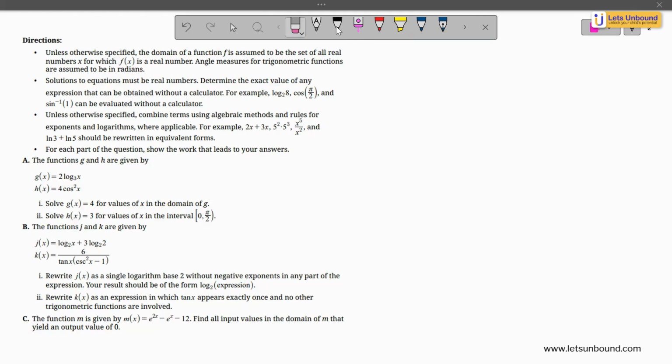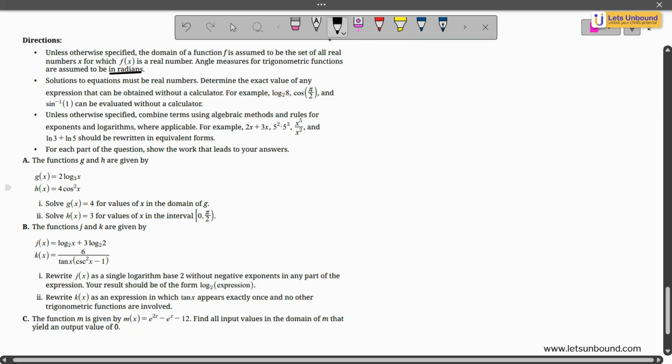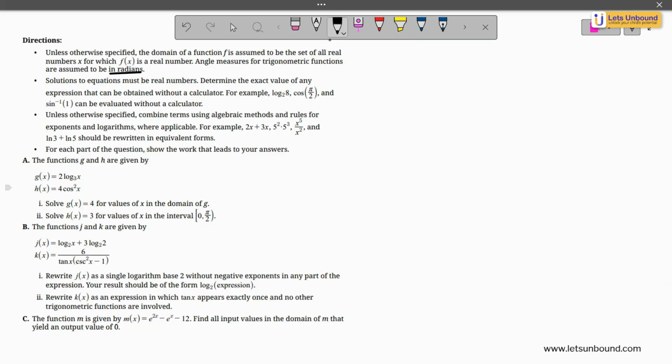It says, unless otherwise specified, the domain of a function must be assumed to be the set of all real numbers x for which f(x) is a real number. Angle measures for any trigonometric functions must be given in radians. Solutions to the equations must be real numbers, and for non-calculator questions, as you might know, questions number 3 and 4 are non-calculator questions. The expressions must be obtained or simplified without a calculator.